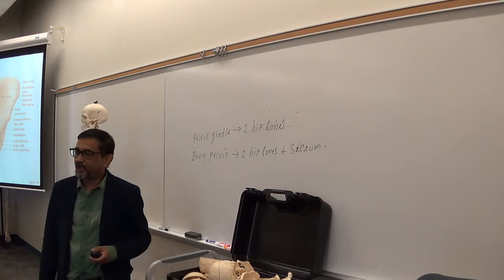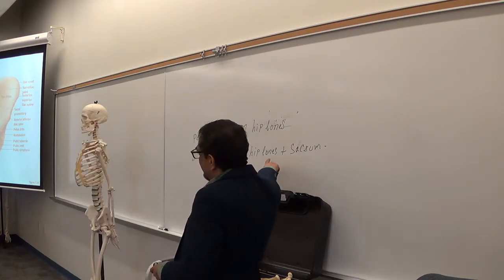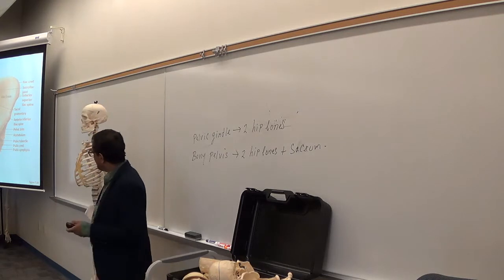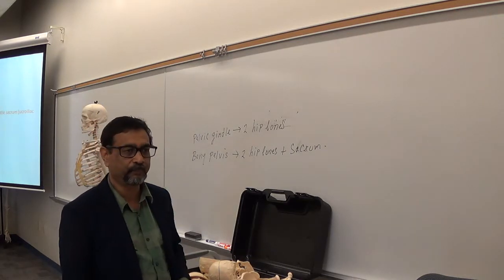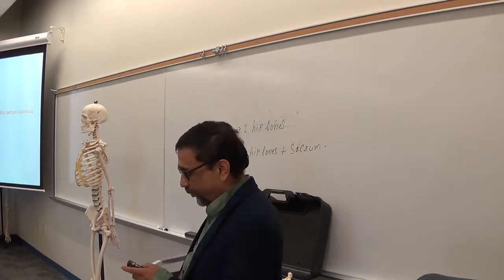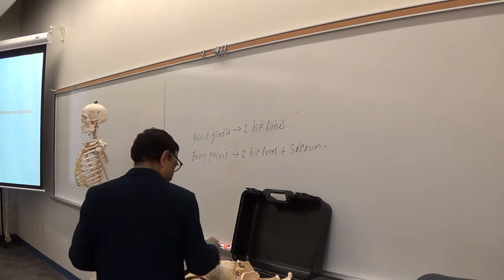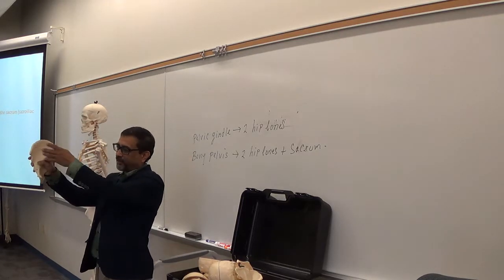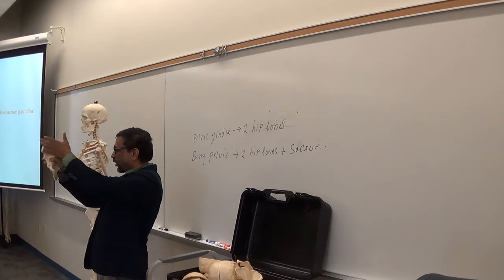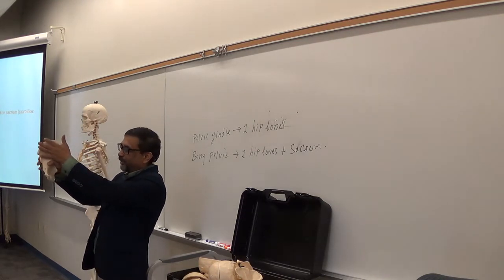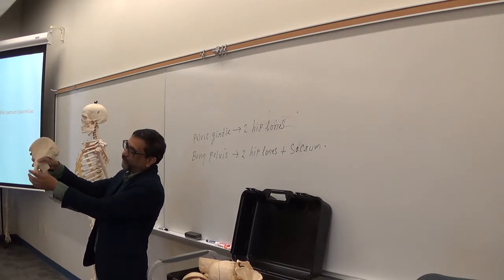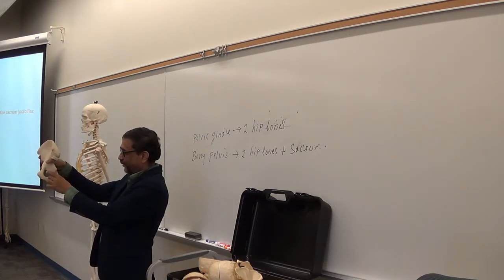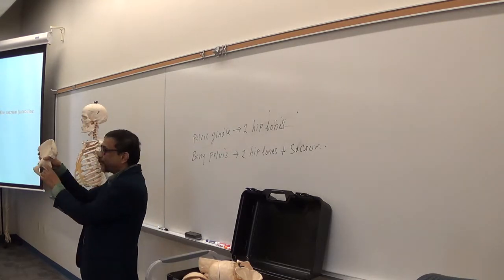So this is a picture of a bony pelvis. That means you see here two hip bones as well as the sacrum. But if I exclude the sacrum, that is the girdle. Each hip bone or pelvic bone has three parts. What are those three parts? Look at this. This is a hip bone. This whole upper part is called ilium. Now, the lower part is divided into two, front and back. The front part is called pubis and the back part is called ischium.